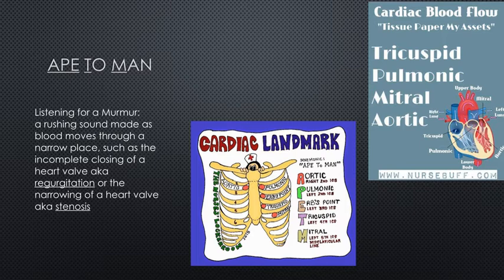That's a murmur. A cardiac murmur is a rushing sound, and it's made as blood is moving through a narrow place, and that could be related to an incomplete closing of a valve, or it could be the regurgitation or the narrowing of a heart valve for something like stenosis. And something that's a risk factor for developing a murmur is rheumatic fever. So anytime you see rheumatic fever as a history on a patient's chart, you want to think, ooh, I should listen for a murmur on this patient because they're at an increased risk.